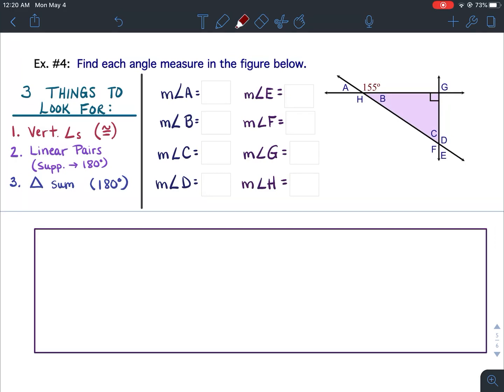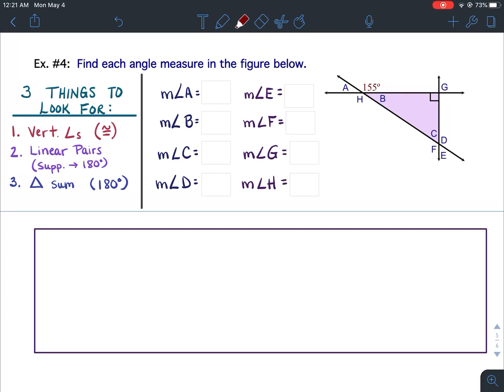The next thing we're going to use are linear pairs. Remember, linear pairs are 2 angles that form a straight line, and linear pairs are supplementary. So those 2 angles make a linear pair. A and H make a linear pair. H and B make a linear pair. The given angle and B make a linear pair. D and E make a linear pair. F and E make a linear pair. C and F make a linear pair. C and D make a linear pair.